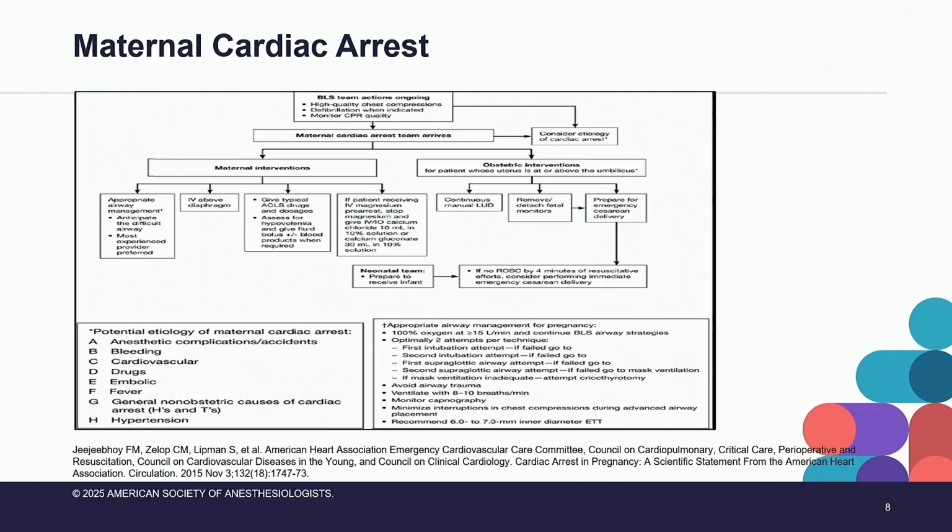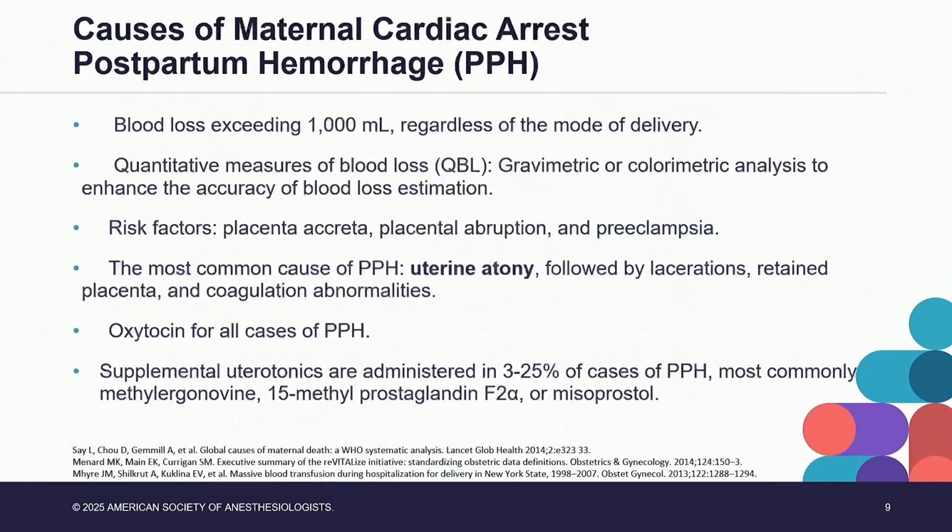D, drugs. We talked about magnesium. We talked about oxytocin. We talked about insulin. E, embolism, amniotic fluid embolism. It's a catastrophic event that can happen not only postpartum, it can happen during labor. And of course, PE. F, fever, if the patient is septic, they have chorio. And of course, G, your usual 5 T's, 5 H's, and of course, H, hypertension, hypertensive disorders of pregnancy.